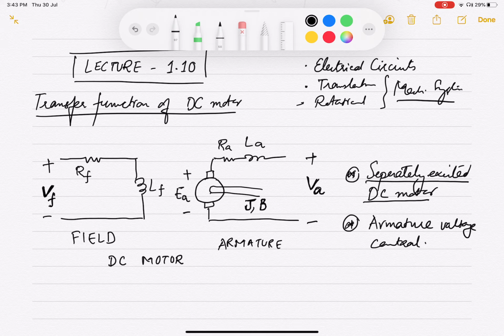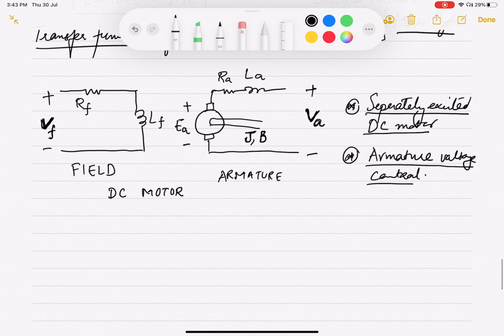You can control the speed of the motor using many methods. One of the popular methods is controlling the field voltage Vs, controlling the armature voltage, controlling the armature resistance, and so on. But today we're going to talk about armature voltage control. We'll be trying to find out the transfer function and to see how this DC motor is modeled from the control system's perspective.